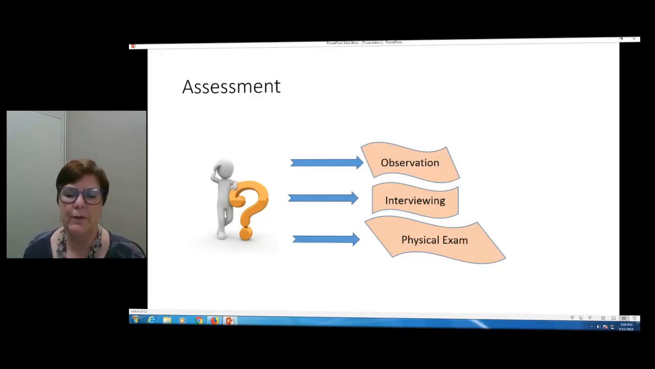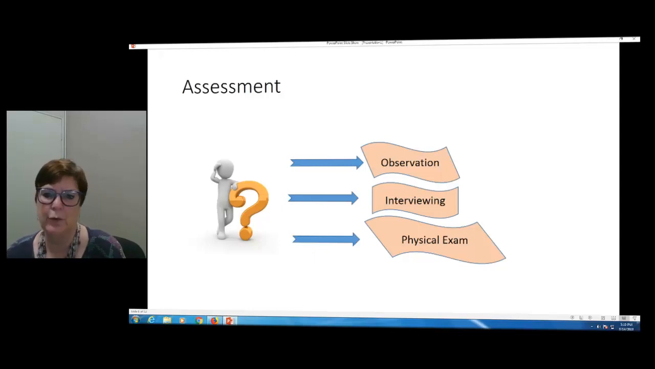And also with interviewing, when we're admitting a patient, or even day to day when we're taking care of a patient, we're going to be constantly interviewing them. How are you feeling? Oh, you're having pain. Can you please assess that pain on a scale of 0 to 10? That's interviewing. You're asking what, when, why, how questions. And again, the physical exam is self-explanatory.